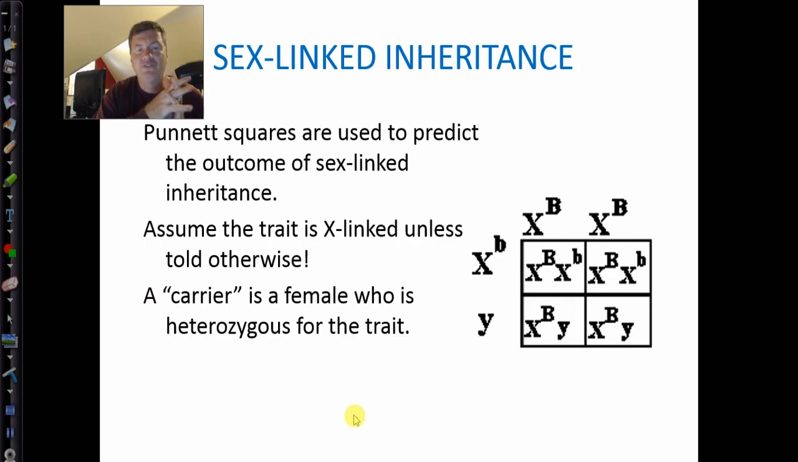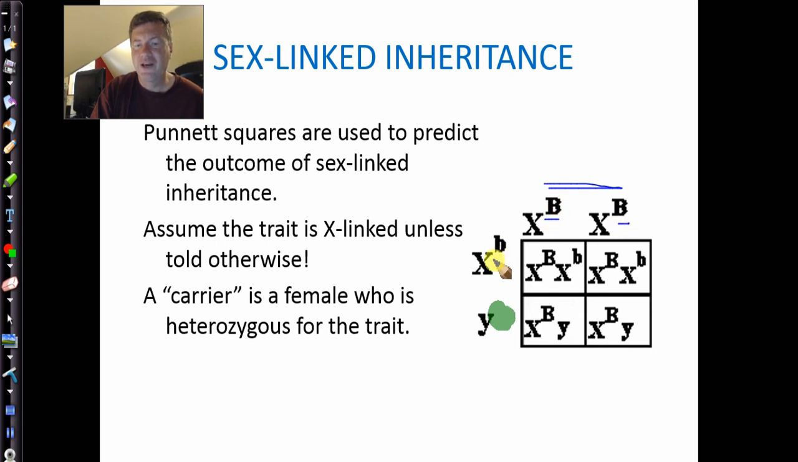Punnett squares can be used to predict this, and we'll do some of these in class so you can understand. But notice on this, and again, it's a little confusing, there's the Y chromosome, and the Y chromosome doesn't have an allele on it for the reasons we just said. Y chromosomes don't have alleles for these. So here's mama up here. She has X big B, X big B. Here's the father. He has an X little b and a Y.